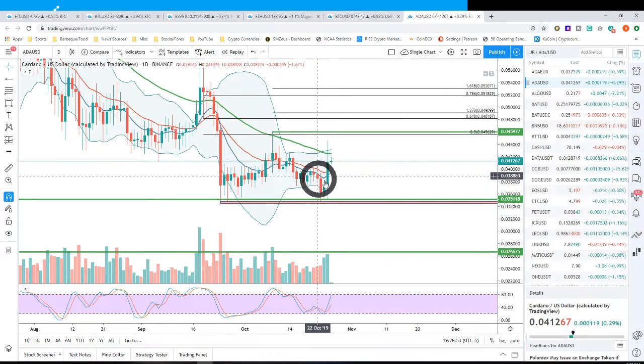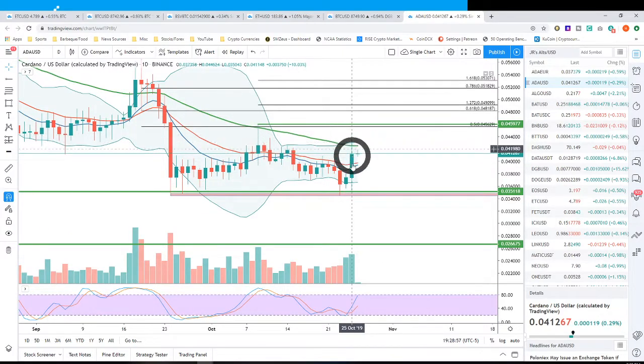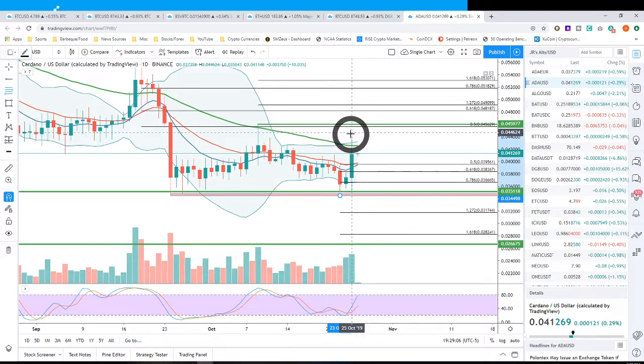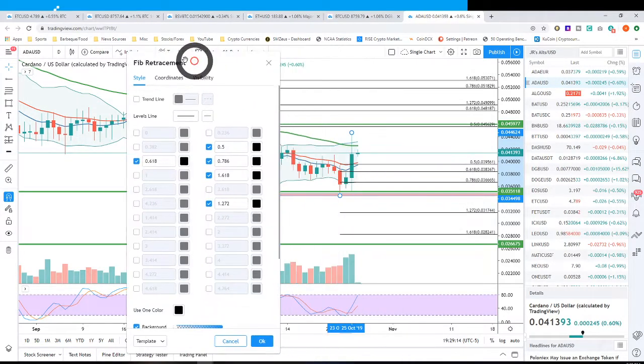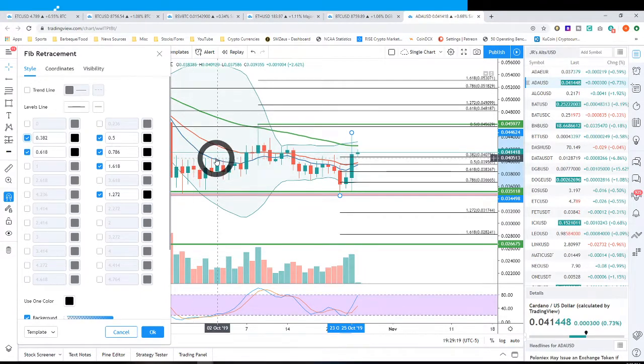All right? And not only that, but let's do this. Let's just say, since we have a candle close here, we can do this. Let's do that low to this high. Okay? And let's just throw on, see where that 38.2 is. Yeah, there you go.